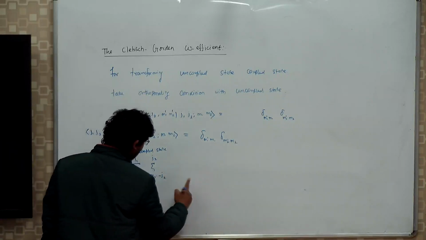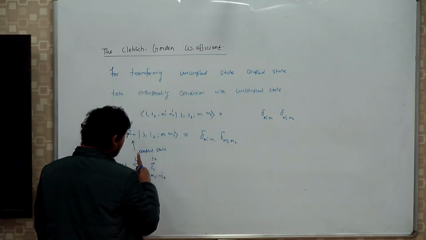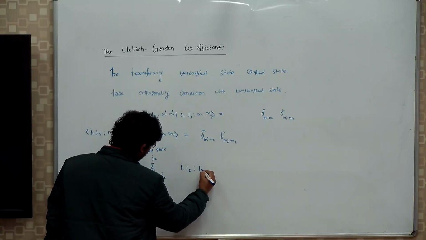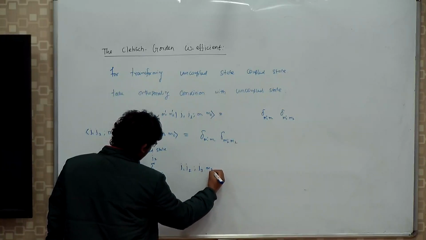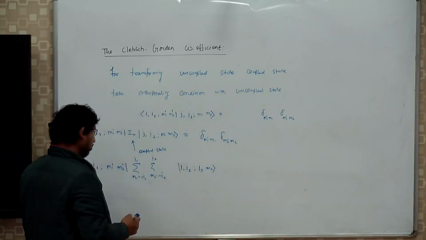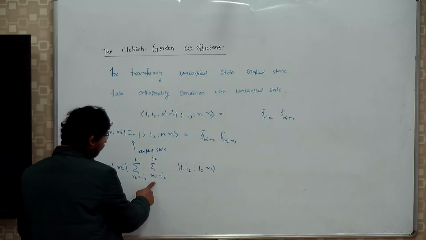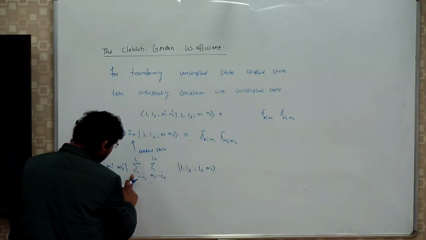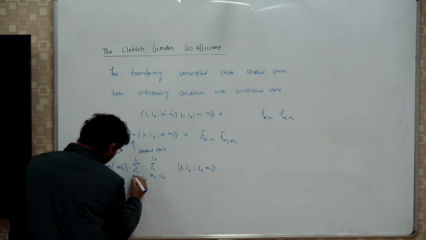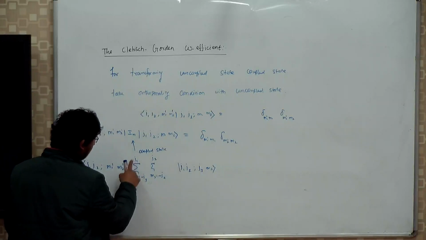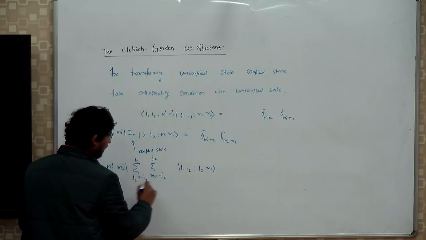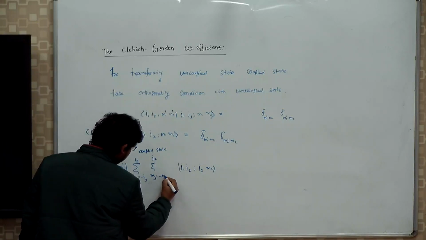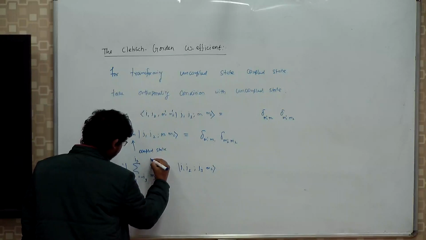Then here the outer product between the two coupled states is J1 J2 J3 M3. For this case, the M1 and M2 values are different. So the J3 value moves from minus J3 to plus J3, and the M3 value moves from minus M3 to plus M3.